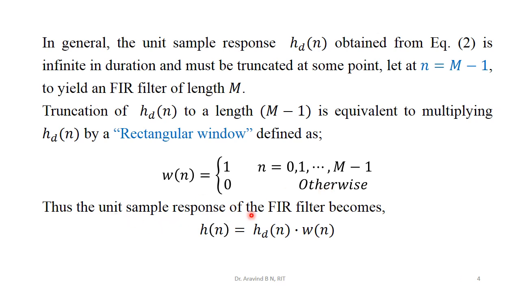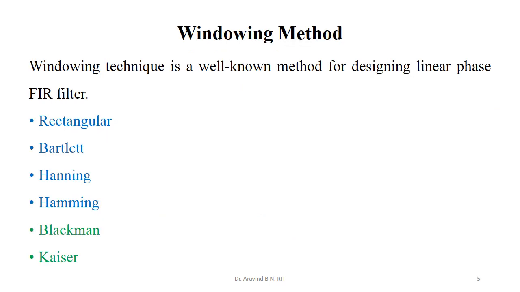Now the unit sample response of the FIR filter finally becomes H of N equal to HD of N into W of N, where this W of N indicates the rectangular window in this particular case. Now let us go through the various windowing methods that are used in the FIR filter: rectangular window, Bartlett window, Hanning window, Hamming window, Blackman window and the Kaiser window. Among these windows, we are going to study only the first four, that is rectangular, Bartlett, Hanning and Hamming window.